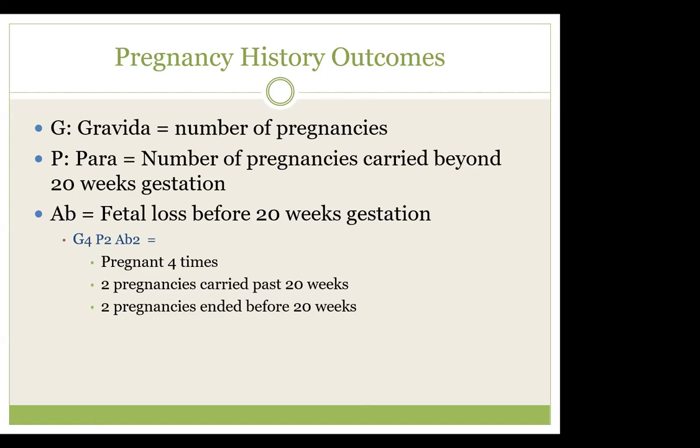Para means the number of pregnancies carried beyond 20 weeks gestation. And then AB is fetal loss before 20 weeks gestation. So if you see a G4 P2 AB2, means that mom was pregnant 4 times total. 2 pregnancies went beyond 20 weeks, 2 pregnancies ended before 20 weeks. It gives you no information about if they were born alive, if they are still living, how they lost their pregnancy. Okay, it's just that they were pregnant 4 times, 2 went past 20 weeks, 2 ended before 20 weeks.